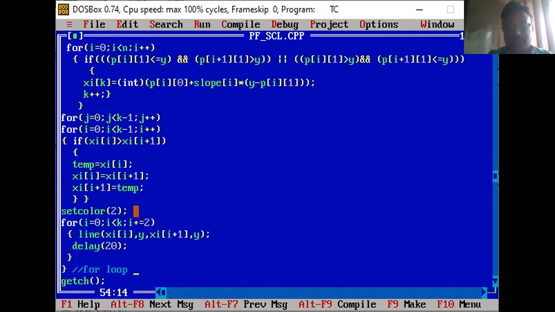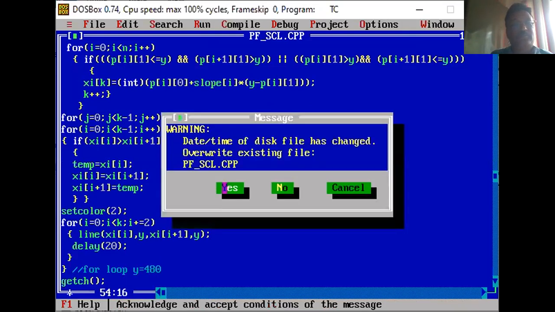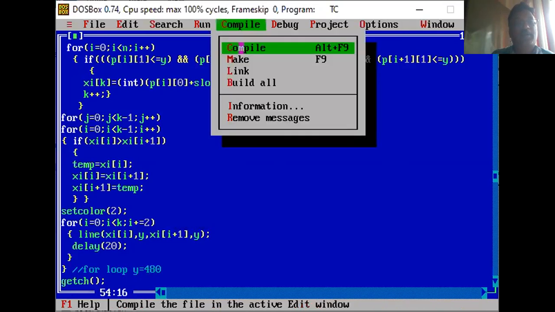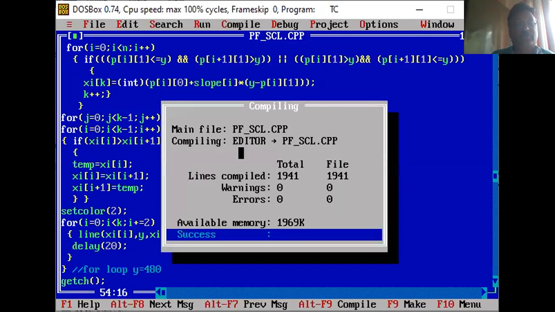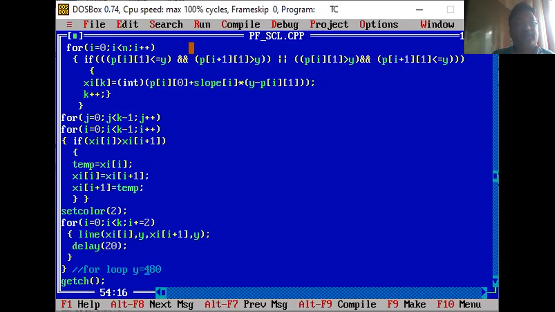The for loop of 480 is ending here. For loop, y is equal to 480. Okay, the loop is ending here. Understood? Then again compile it. Okay, so that's zero error, zero warning, and then execute it.